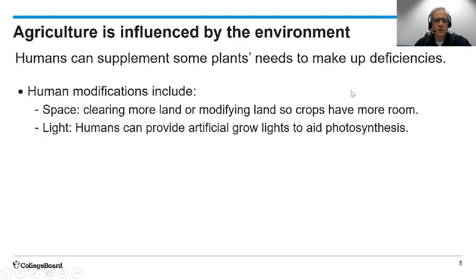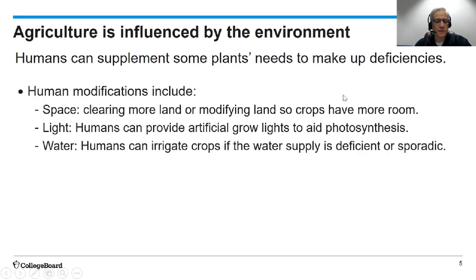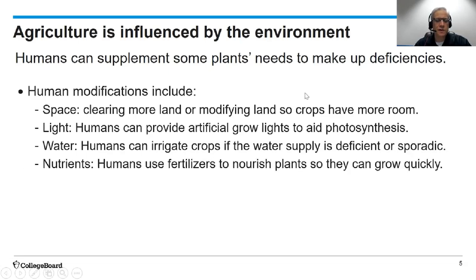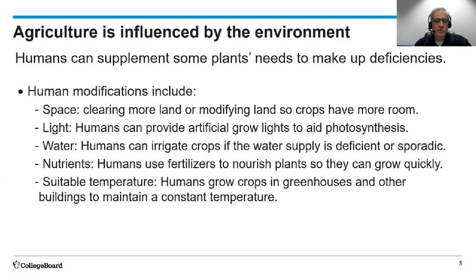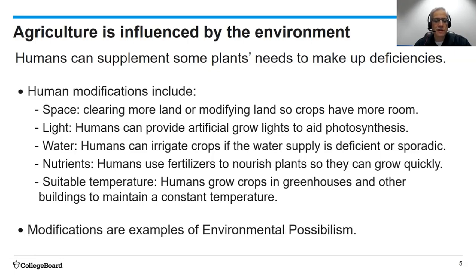Humans can provide artificial grow lights to aid photosynthesis, especially in places like greenhouses. In Northern Europe, they use greenhouses a lot because the days get short, especially in the winter. Humans irrigate crops using water if the water supply is deficient or sporadic. Humans can add fertilizer to nourish plants so that they can grow quickly. And lastly, humans will grow crops in greenhouses and other buildings in order to maintain a constant temperature. These modifications are an example of environmental possibilism that you probably learned about in Unit 1.